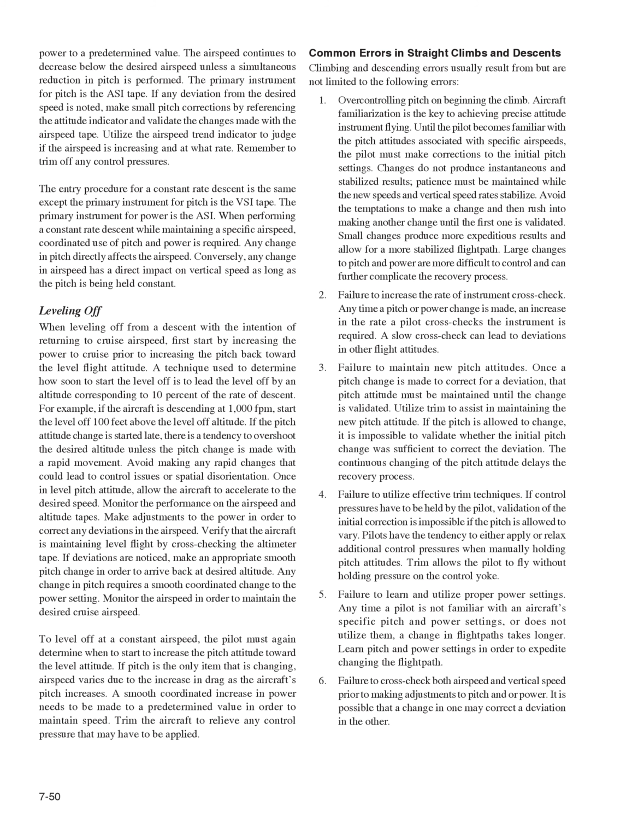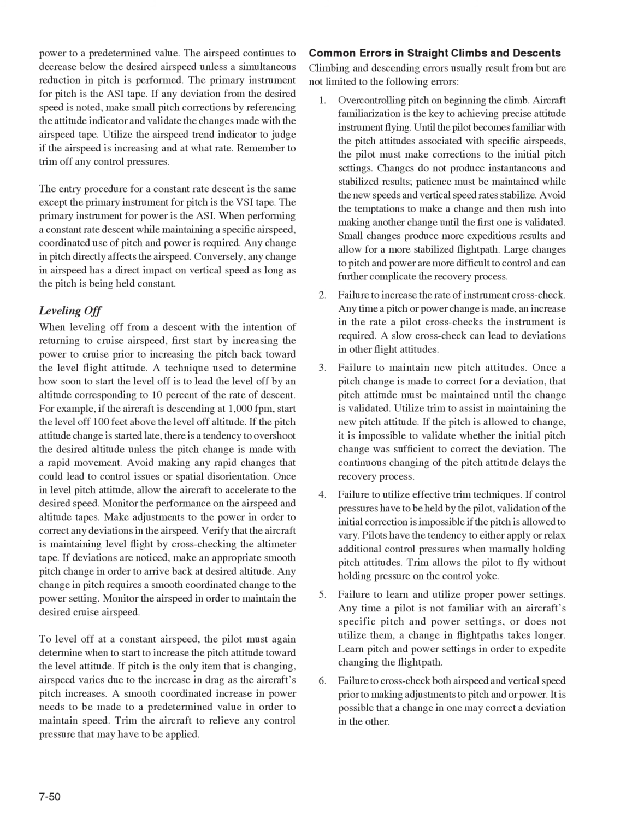The primary instrument for pitch is the airspeed tape. If any deviation from the desired speed is noted, make small pitch corrections by referencing the attitude indicator and validate the changes made with the airspeed tape. Utilize the airspeed trend indicator to judge if the airspeed is increasing and at what rate. Remember to trim off any control pressures. The entry procedure for a constant rate descent is the same except the primary instrument for pitch is the VSI tape. The primary instrument for power is the airspeed tape.